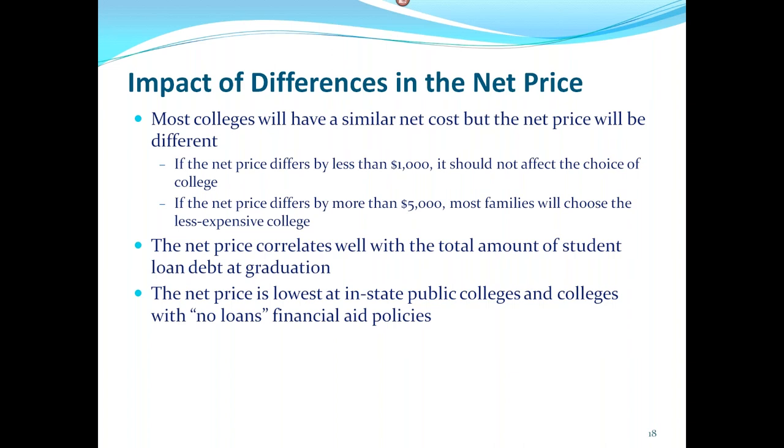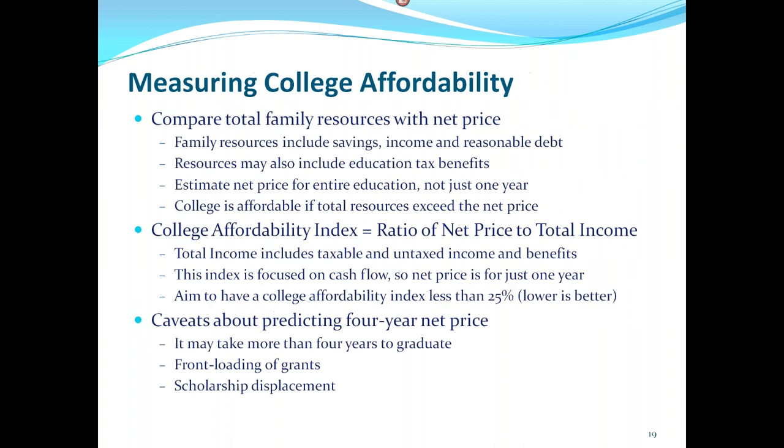Many colleges are going to have a difference in the net price because different colleges have different amounts of grants. But the net cost figure, which subtracts the loans, well, they tend to all have a similar net cost because that net cost is going to be close to the EFC, the expected family contribution. And you will find that net price has a very good correlation with debt at graduation.